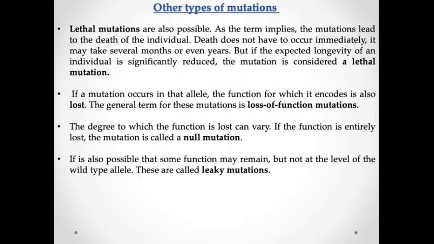If a mutation occurs in an allele and the function for which it encodes is lost, that is known as a loss of function mutation. The degree to which function is lost can vary. If the function is entirely lost, the mutation is called a null mutation. If some function may remain but not at the level of the wild type allele, these are called leaky mutations.